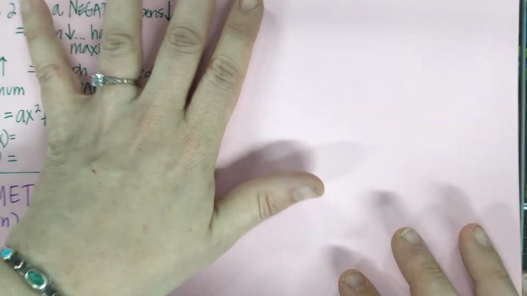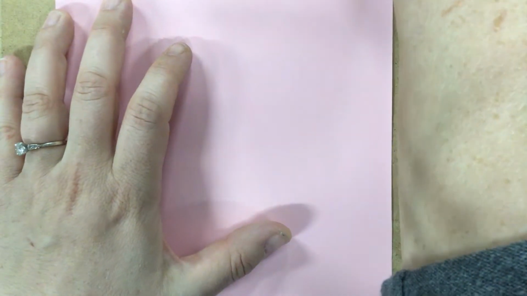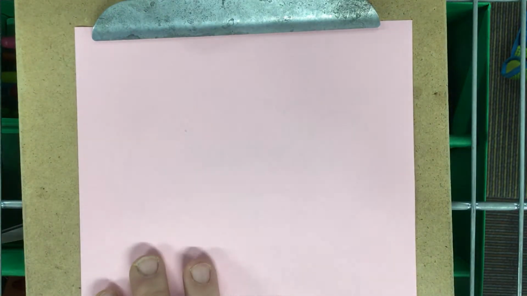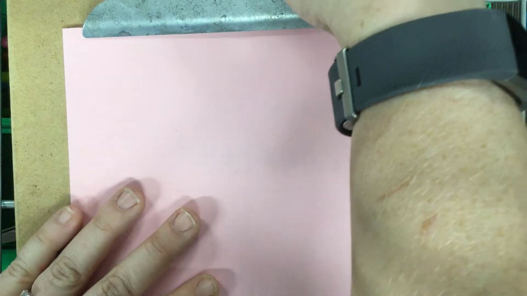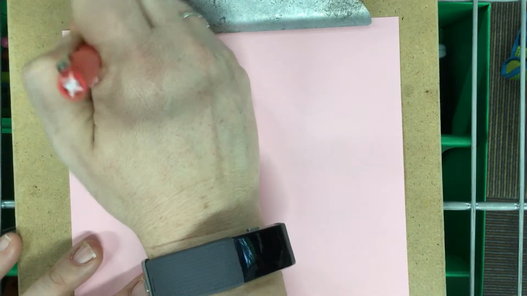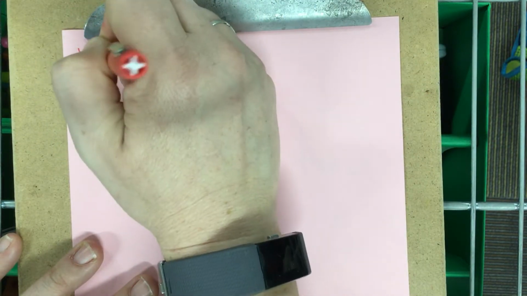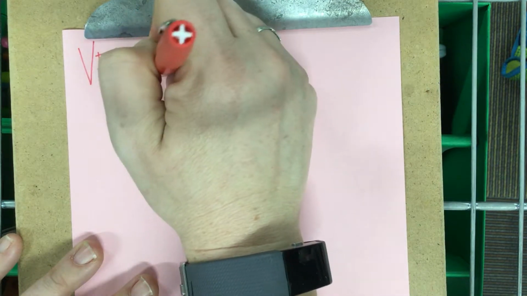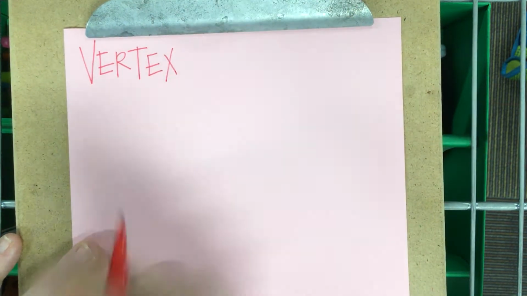All right, I'm turning the page to the other side of this. So now let's talk about another thing that we can use now that we know about the middle of our graph, the axis of symmetry. We now can use the axis of symmetry to find something called the vertex. That's kind of cool.